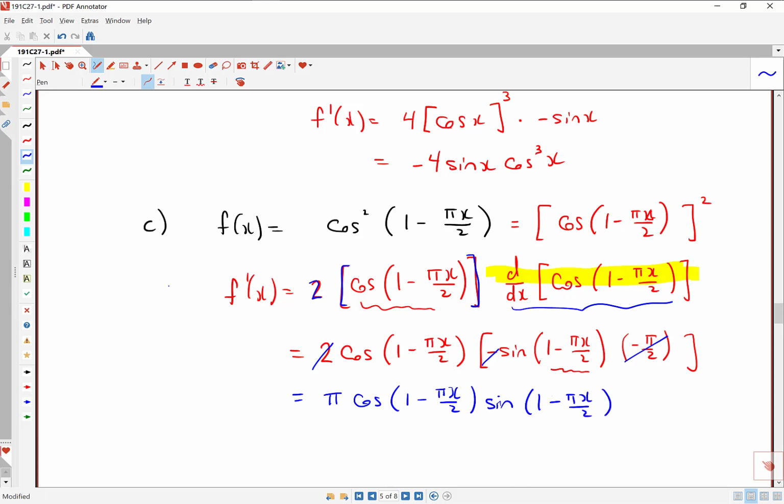So bottom line with this kind of problem, try to just do one thing per step. So in the first step, we took the derivative of the square, kept the inside the same, and then we said, okay, we'll take the derivative of the inside function in the next step. Then in the next step, we concentrated on that second chain rule.